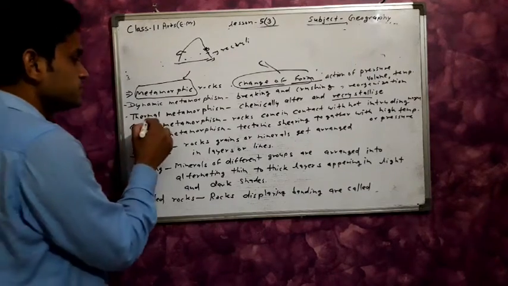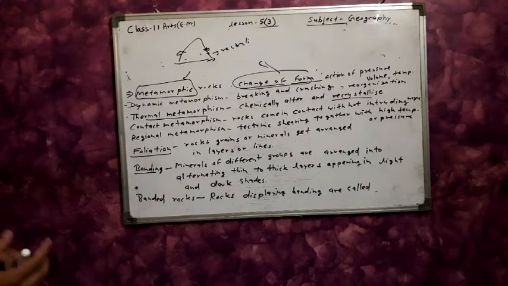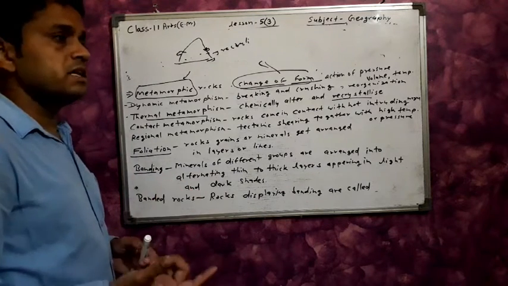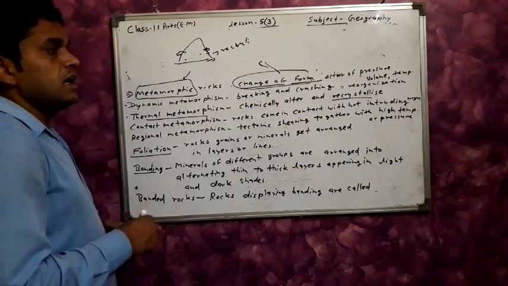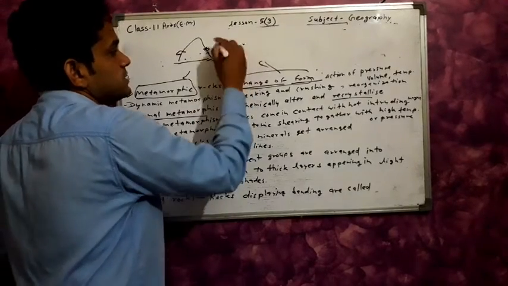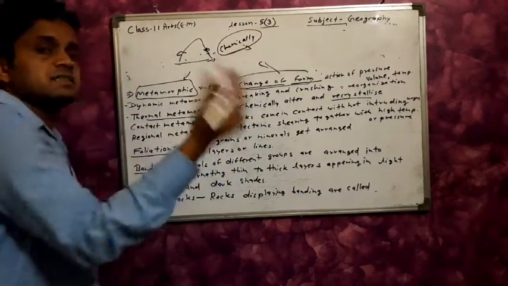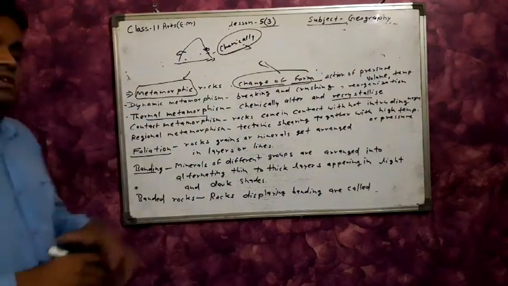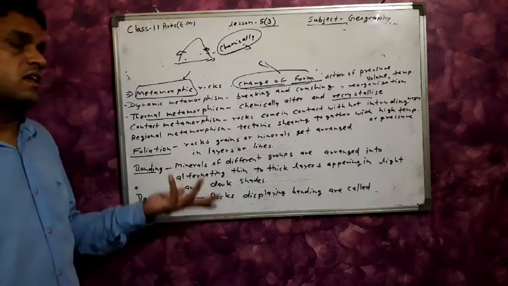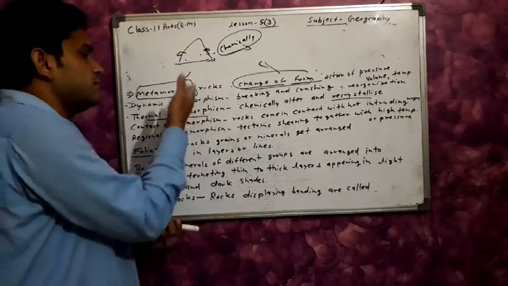And second, thermal metamorphism. What is thermal metamorphism? How does it happen? The rocks are chemically altered and recycled. Chemical processes take place, chemical changes happen, then recrystallization occurs and the rocks convert into metamorphic rocks.